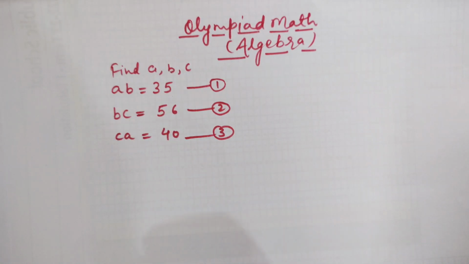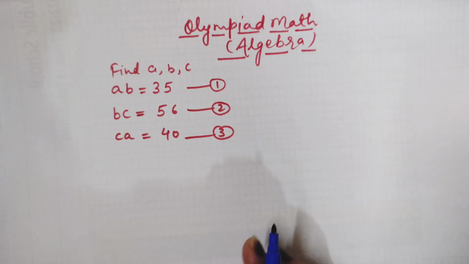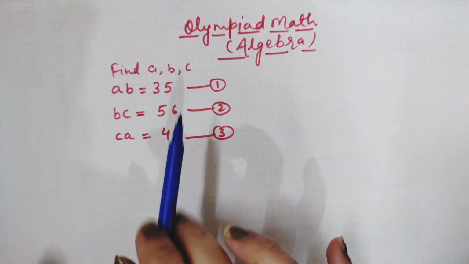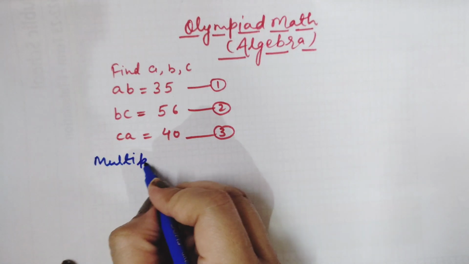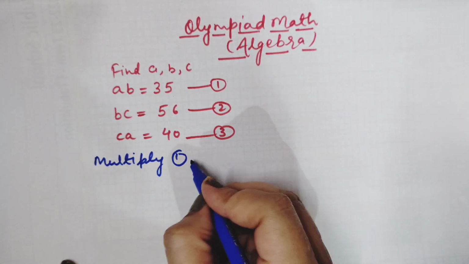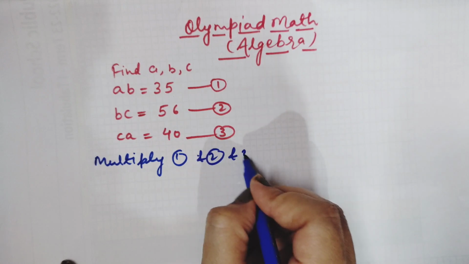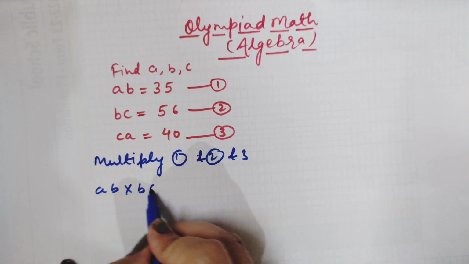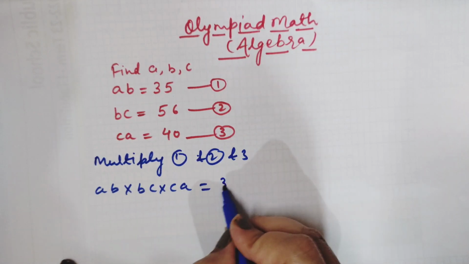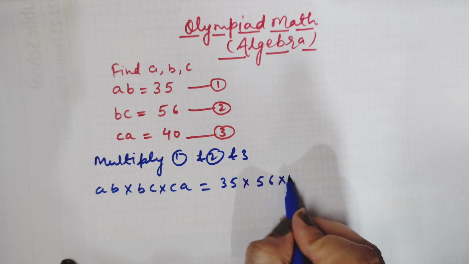Okay, so we will solve by algebraic methods. In algebra there are many different methods. Sometimes we add the equations, sometimes we multiply the equations, sometimes we subtract the equations. So here, from the very first, we will multiply these three equations. Multiply equation number 1, 2 and 3. Left hand side multiplies first, and the right hand side is also multiplied.